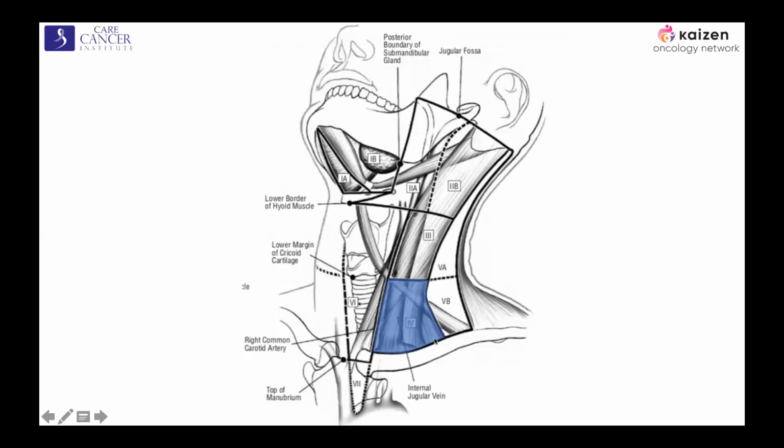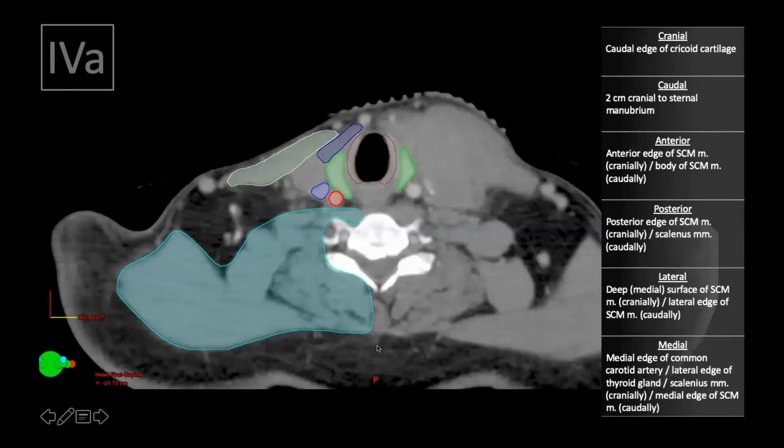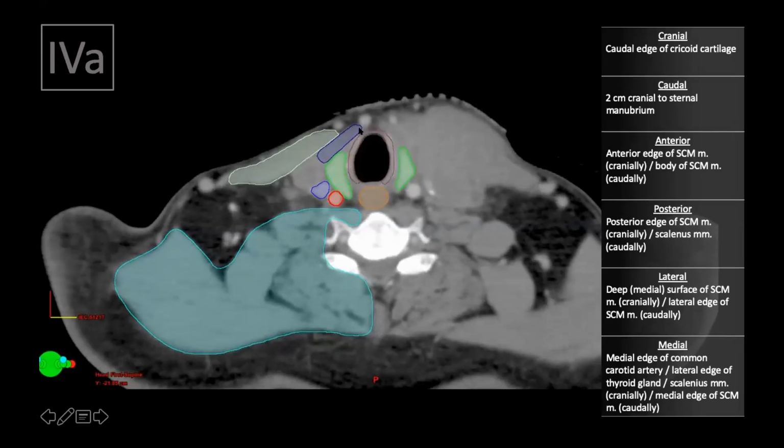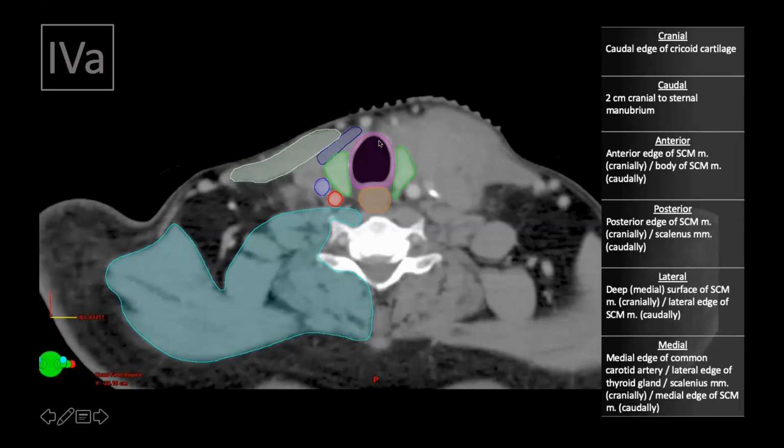So this space is your level 4. It is the caudal continuation of your level 3 all the way up to the clavicle. In this, the demarcation between 4A and 4B is not pointed. Okay, so we'll see the anatomy. So this is the cricoid cartilage. Once you stop seeing the cricoid cartilage is where your level 4A contouring will start. Again, like I mentioned, it's the same area that you're going to contour.